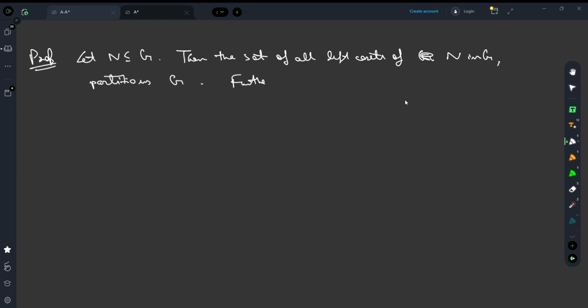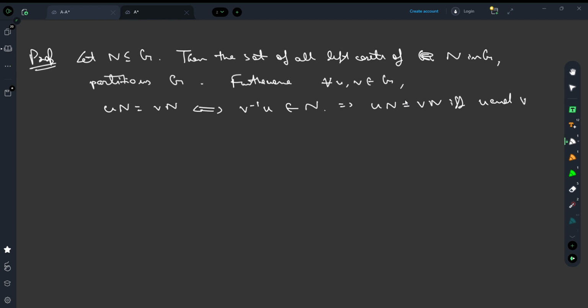Furthermore, for all u, v in G, un equals vn. This actually implies that v inverse u is in N.